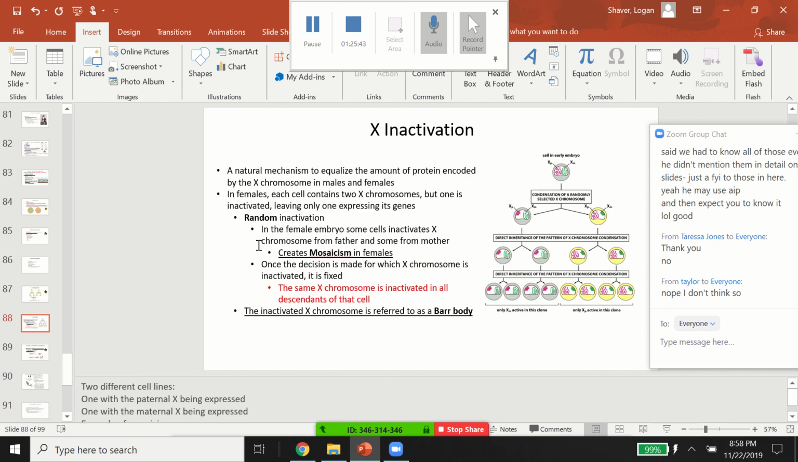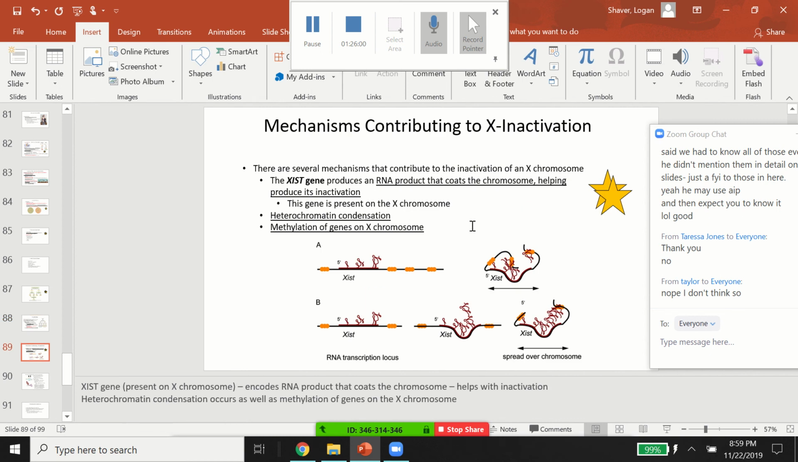All right. So X inactivation. I actually talked a little bit about this already. It just goes into more details about it. Do I really remember a whole lot about X inactivation being on the exam? No. But once again, this is one of those things. If you have any questions about it, let me know. Mechanisms contributing to X inactivation.